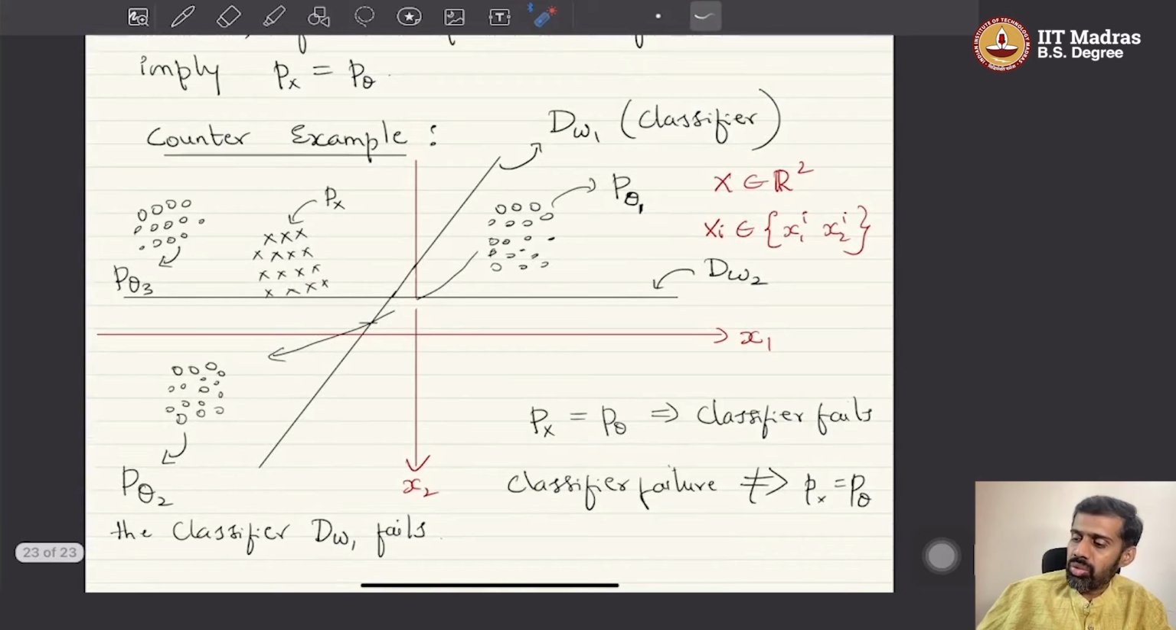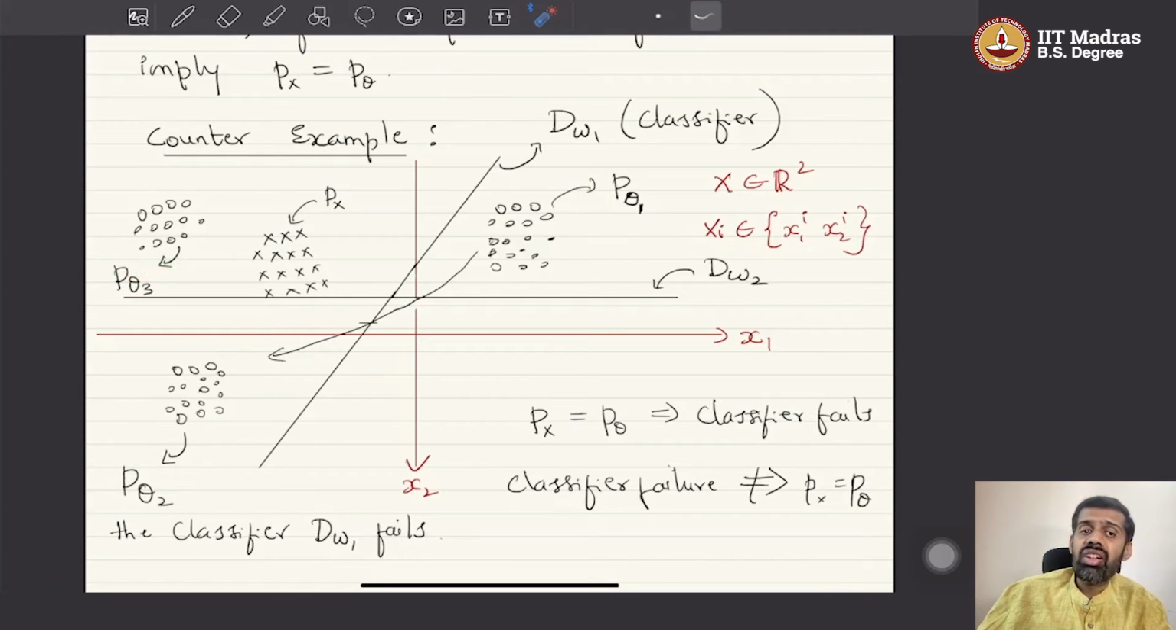Okay, so now what is to be done is that one does not have to just keep tweaking theta with a fixed classifier. The idea is to keep moving the classifier as well, such that every time you move your data, from one point to the other, till a point where p theta gets overlapped with px, such that there is no classifier that can classify between these two. That is the idea.